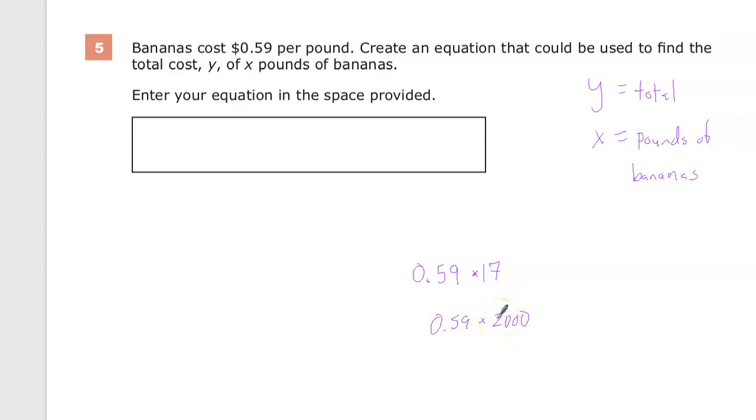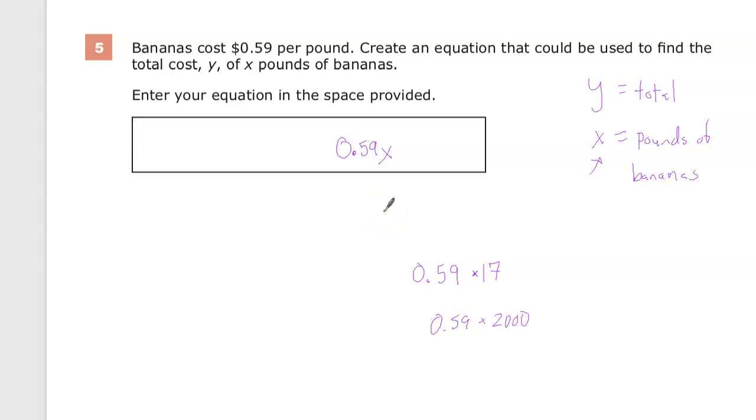We can rewrite this because we don't know how many pounds of bananas we have. We can use a variable. And they identified the variable, so it's here. So instead of saying 0.59 times a number, we'll say 0.59 times x. And the way we write that is like this, 0.59x.